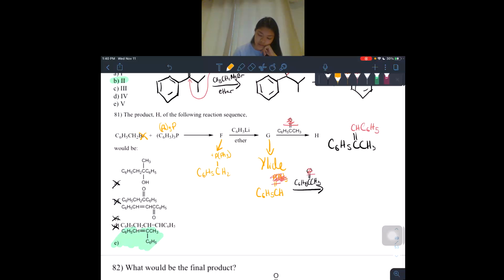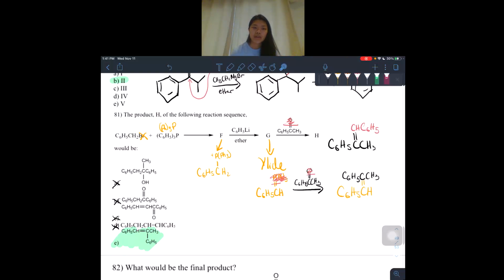So then we end up with C6H5CH, double bond. We're going to paste it with the other guy, CCH3, H5, C6. This is what we end up with, and as you can see, that is exactly what E is. They just split it up a little weird, so they kept the CCH3 in one line, and then this carbon has the phenyl ring bonded to it, which technically is right over here.